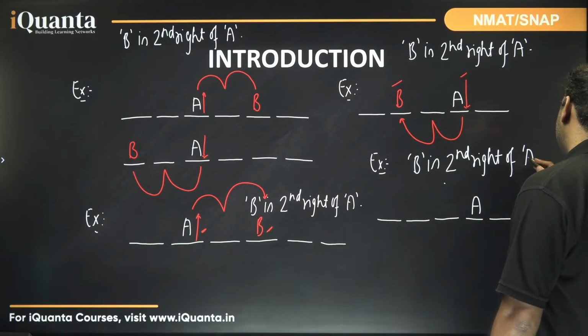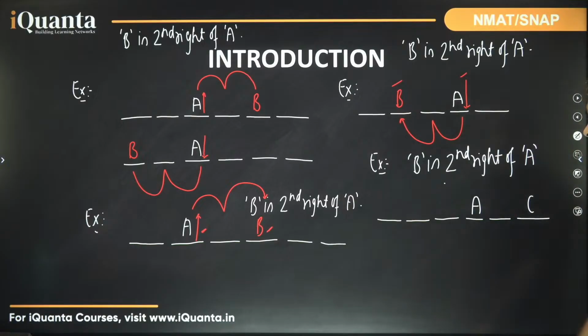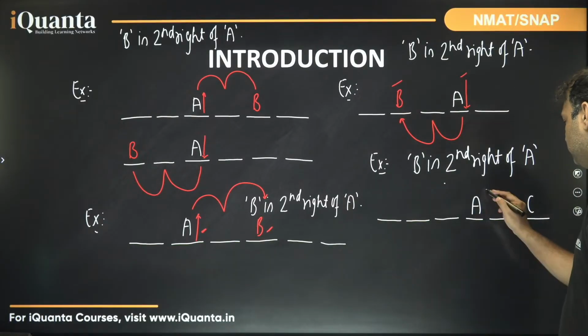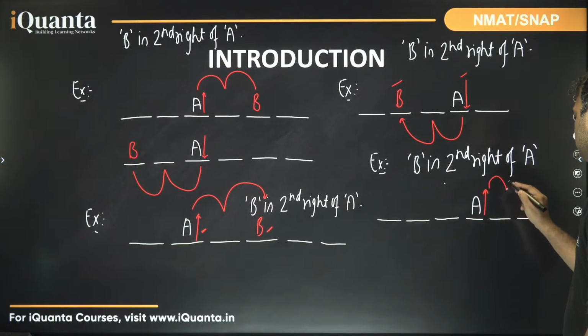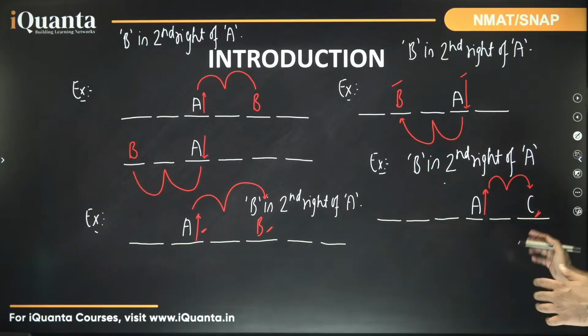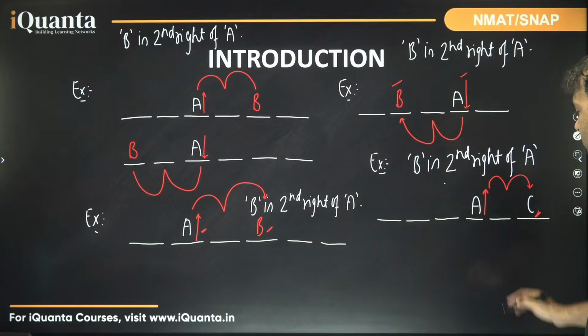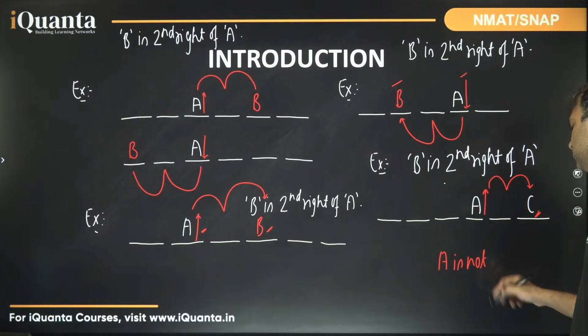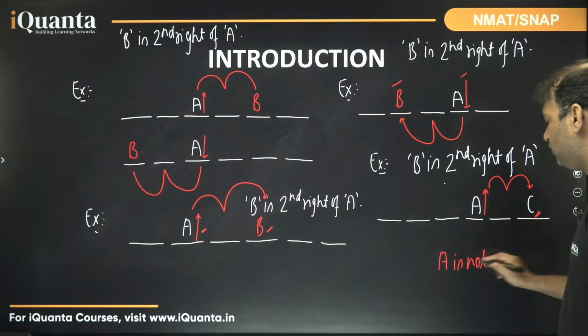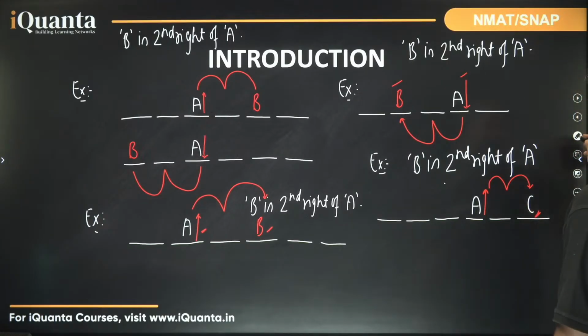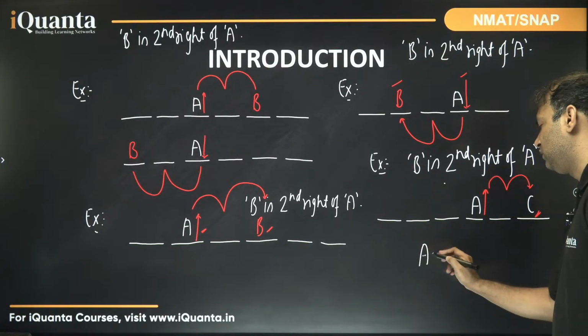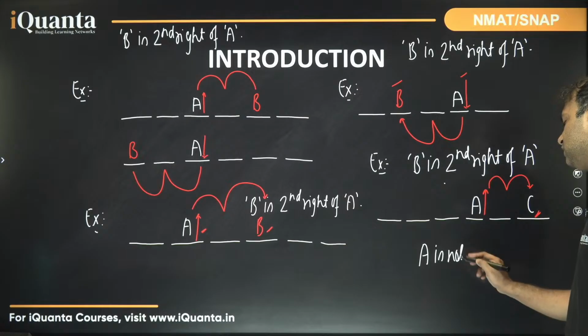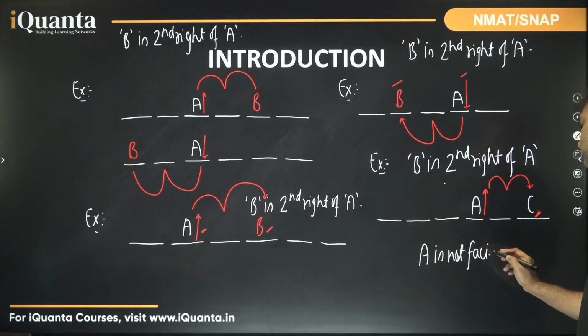So guys, what will happen in this case? Let's say A is facing north. If A is facing north, then the second right of A cannot be B, because the second right of A is already C. But that happens only if A is facing north. That basically means that A is not facing north. Right guys, the conclusion is that A is not facing north. That means A is facing south, obviously.